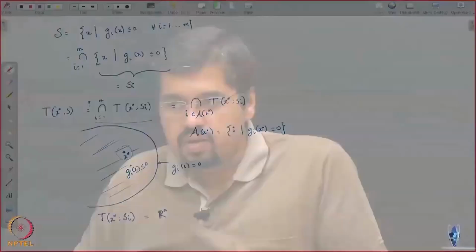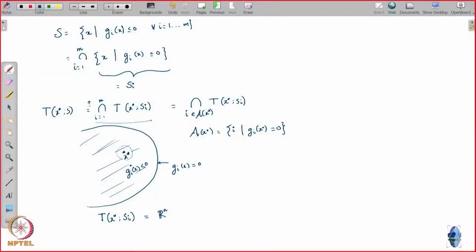So in other words, when I try to describe the tangent cone with respect to my full set, I have now brought the problem down to just this one part, which is that I need to describe the tangent cone with respect to the set Si, for those i's that lie in the set A of x star. A of x star is what is called the active set.